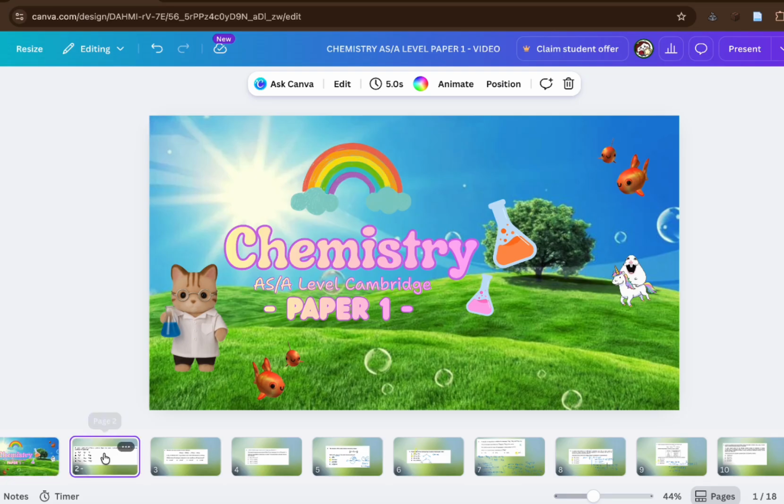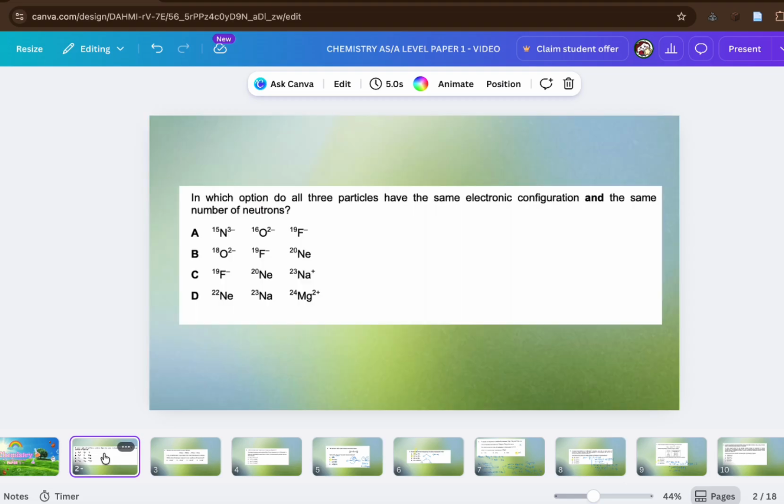Next, first question. In which option do all three particles have the same electronic configuration and the same number of neutrons? Here we are asked to find the row of particles that have the same electronic configuration and neutrons as each other. So first, before that, we have to discuss how to find electronic configuration. We just have to know the amount of electrons, basically. And to find the amount of neutrons, we have to subtract atomic mass with the protons.